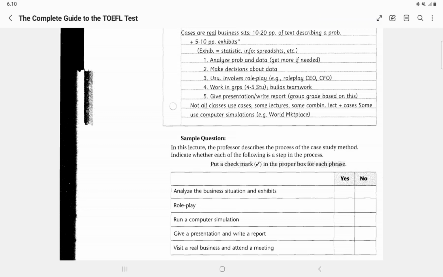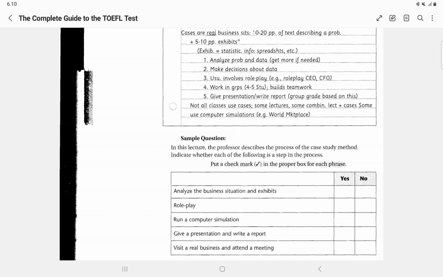But as I said, at the core of every case is a problem that you have to solve. So you have to analyze the situation, the data, and sometimes you don't have enough data to work with, and you might have to collect more, say from the internet. Then you have to make decisions about how to solve these problems. So that's why we study cases? I mean, because managers need to be able to make decisions and solve problems? Exactly. Well, that's a big part of it anyway.